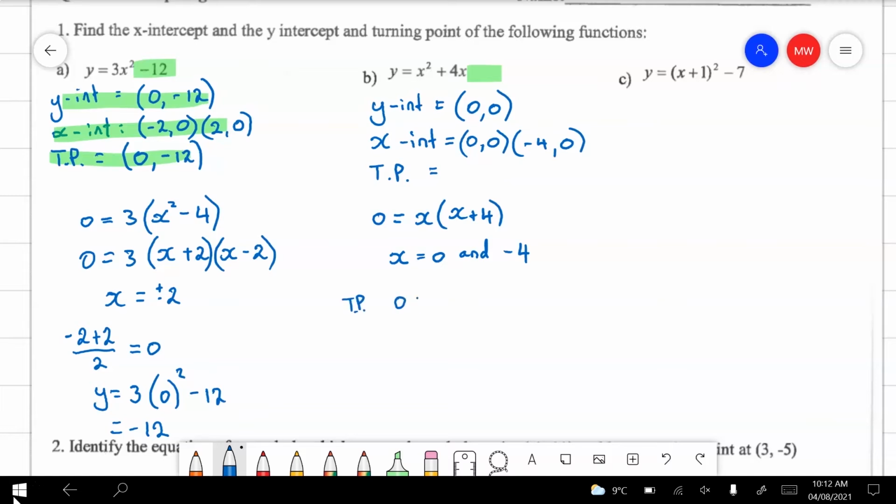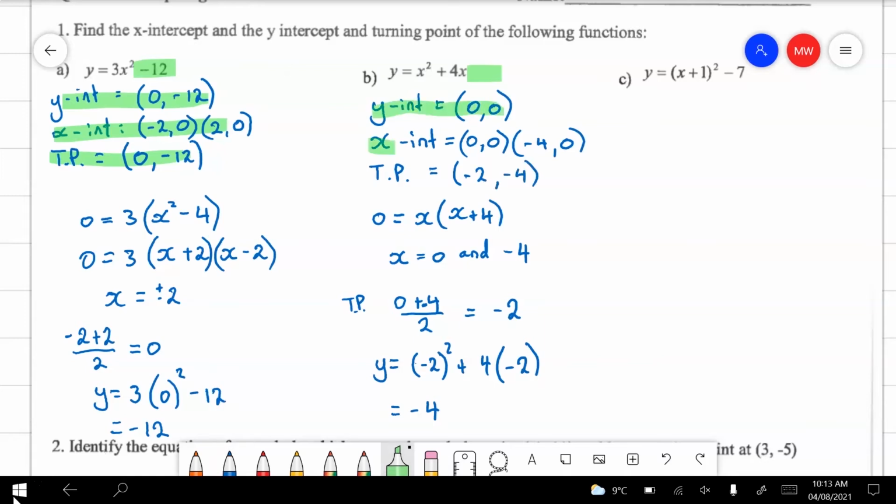I'm looking for 0 plus negative 4 divided by 2, halfway in between them. And so that will give me an x value of minus 2, which I'm then going to sub back into the original equation. So the y value of my turning point will be when I've got minus 2 squared plus 4 times minus 2, which gives me the answer minus 4. So my turning point is when x is minus 2, y is minus 4. My 3 answers for my marker up here.